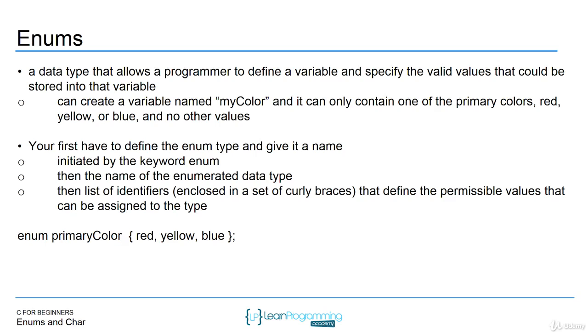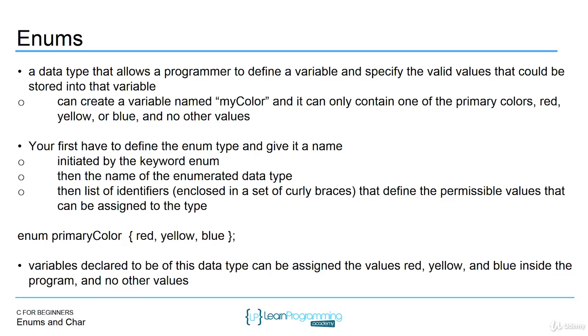If you try to use the primaryColor data type and assign a variable a value of something else, it won't work. So this is just how we define it. We first have to define the enum, and we then have to use it. Again, definition is just saying this is what it is. What we're saying here is we have a primaryColor, and what it can be is red, yellow, and blue. So variables that are declared to be primaryColor type can only be assigned the values red, yellow, and blue inside the program. No other values will work.